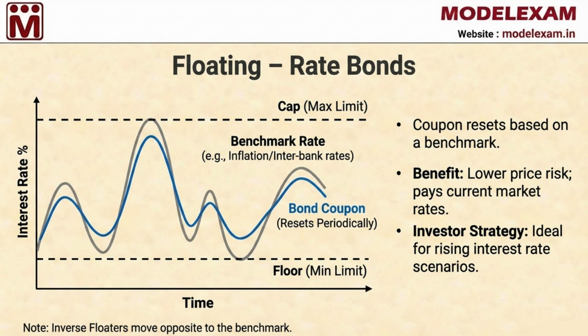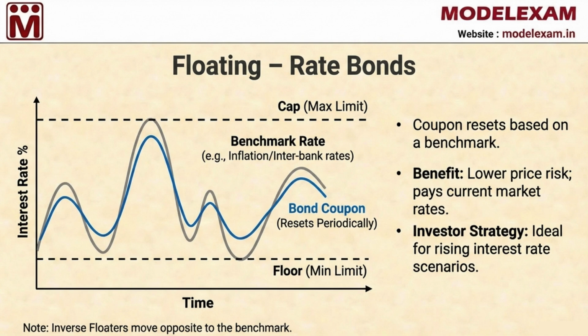Moving on, let us talk about floating rate bonds. In a standard bond, your interest rate is fixed. But in a floating rate bond, the coupon rate changes periodically. It is linked to a benchmark like an inflation index or interbank rates. This means if interest rates in the economy go up, your coupon payment goes up too. This is great for investors when rates are rising because it protects them from price risk.